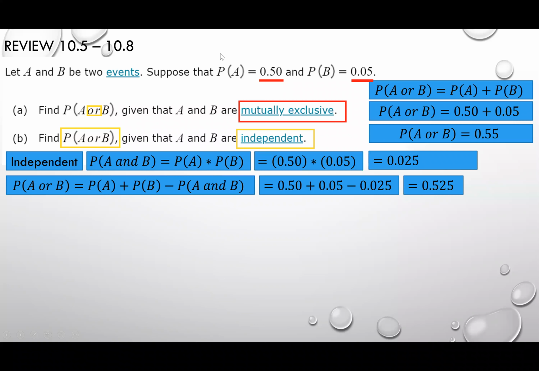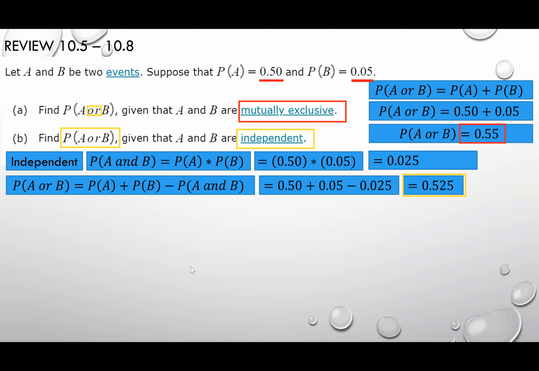Again, if they are independent, probability of A or B is this right here. If they are mutually exclusive, this is the probability. If they are independent, we need to subtract what they have in common. They just want to make you use this concept of the word and.